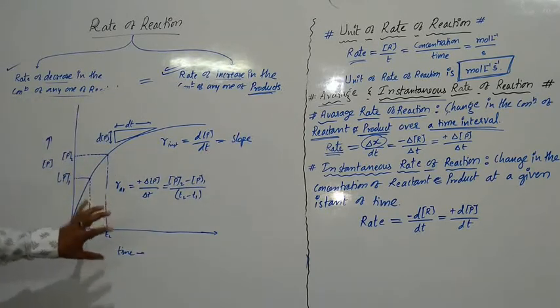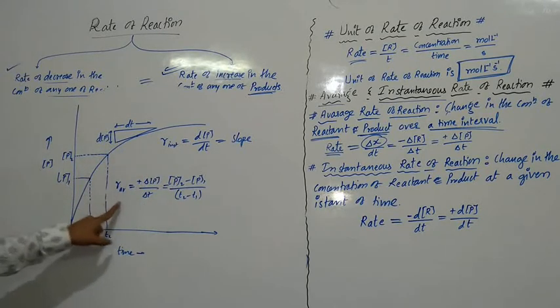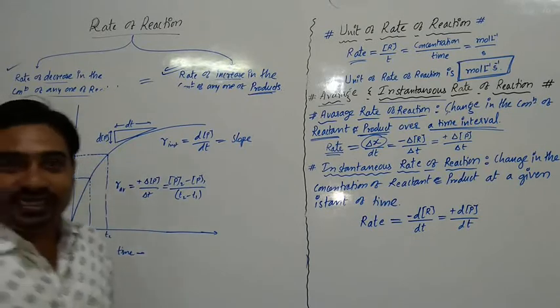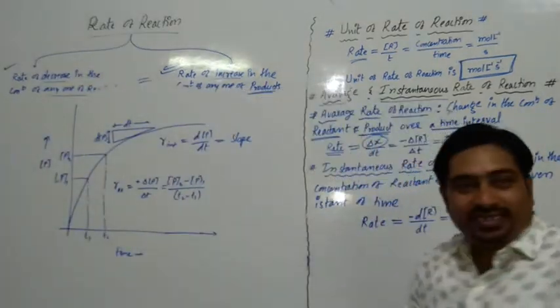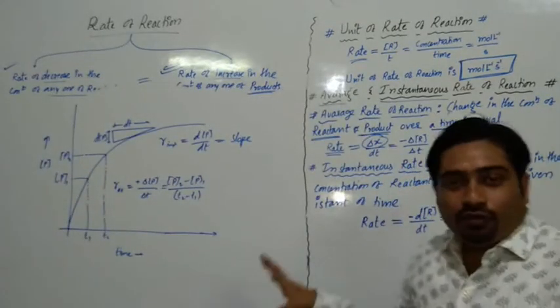So like this we can calculate the rate of reaction, the average rate of reaction and the instantaneous rate of reaction. So these two are very simple. I hope all of you understood this.